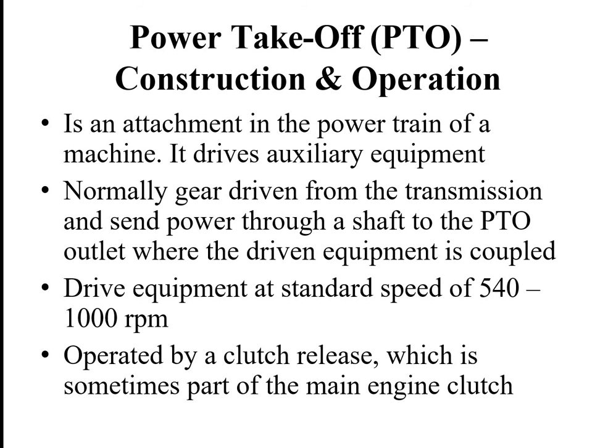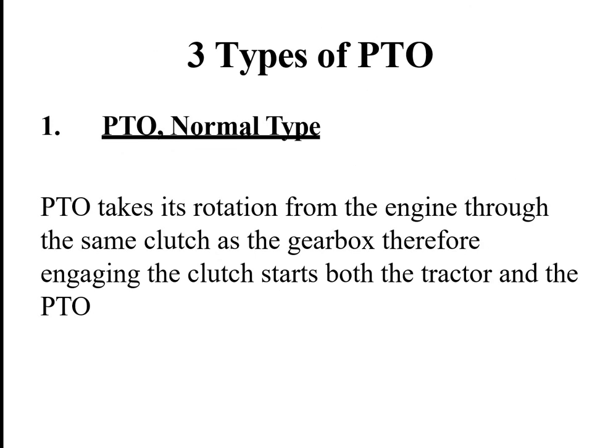Then the power takeoff shaft, or PTO, its construction and operation as an attachment in the powertrain of a machine. It drives auxiliary equipment, is normally gear driven from the transmission, and sends power through the shaft to the PTO outlet where the driven equipment is coupled. It drives equipment at a standard speed of 540 to 1000 RPM and is operated by a clutch release, which is sometimes part of the main engine clutch.